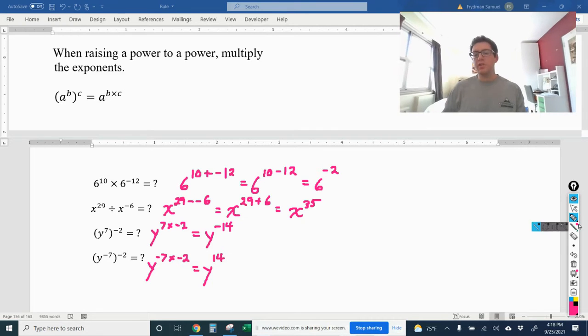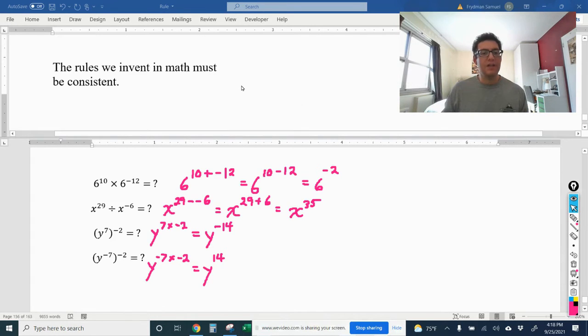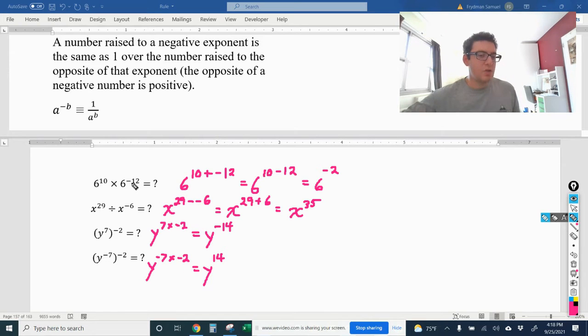Okay, so that's following the rules that we learned in the last video. And I sort of threw these negative numbers in there and just told you to trust me that it would all work out. But now let's see that it does actually work out using the rule that we just learned for negative exponents. So let me put that back up on the screen. So here, 6 to the negative 12th power means 1 over 6 to the positive 12th power.